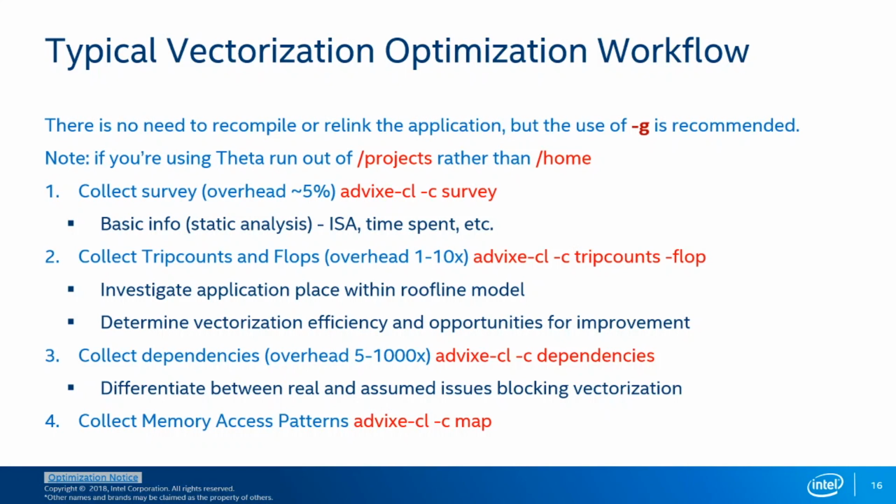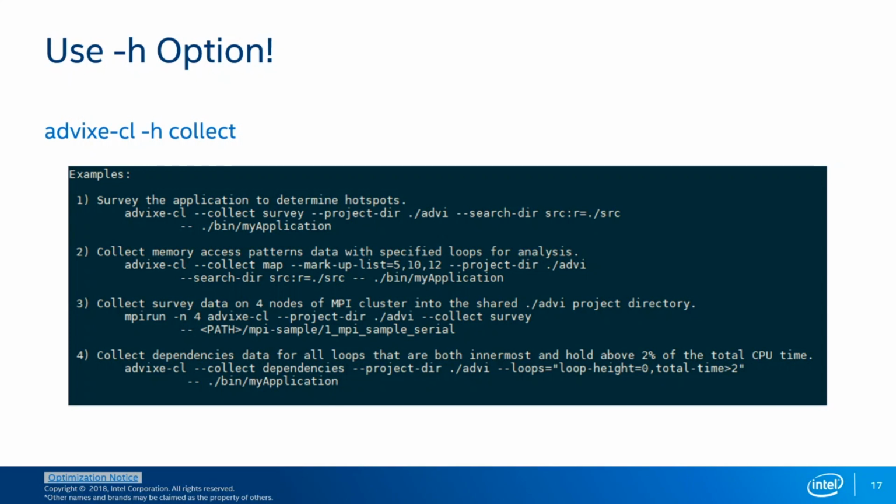Finally, memory access pattern analysis will look at the memory access patterns of your application, and for a particular data structure or a line of code, it will tell you the percentage of memory accesses that are unit stride, non-unit stride, or completely random.